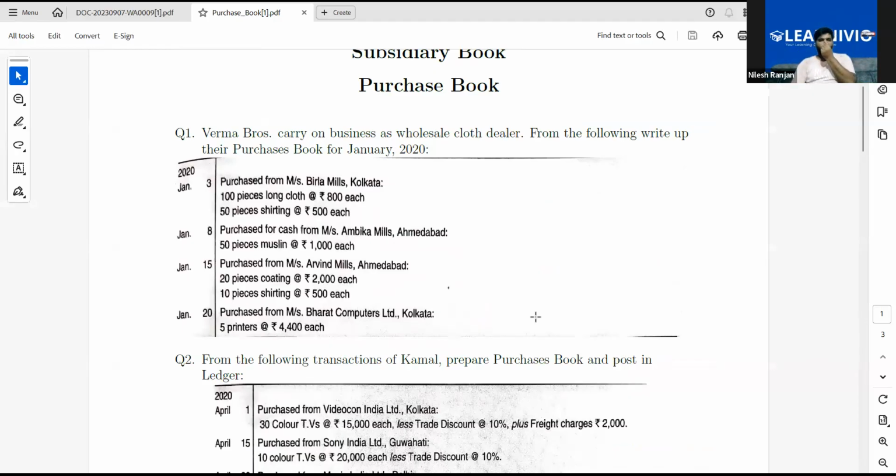Yeah, I can. Okay. So Burma Brothers carry on business as wholesale cloth dealer. From the following, write up their purchase book for January 2020. So first of all, the book is prepared for Burma Brothers and we have to prepare the purchase book. So we will create the format first.